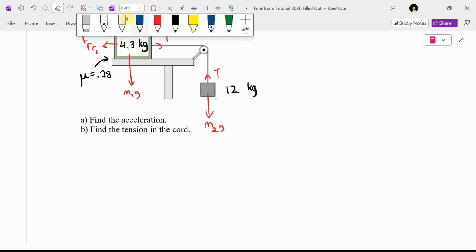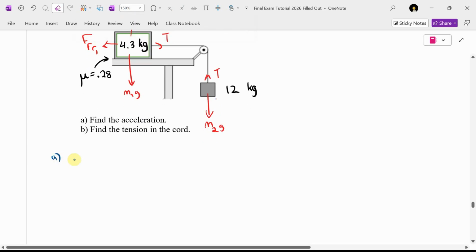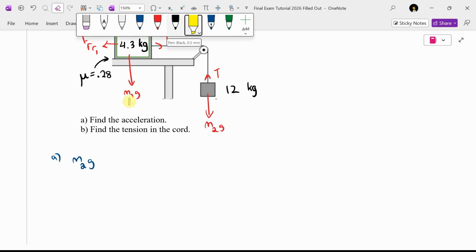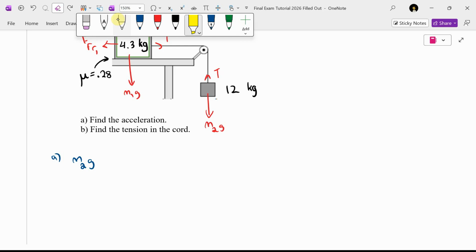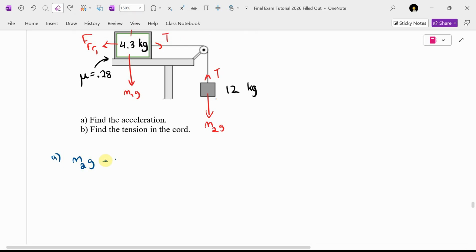A says find the acceleration. Okay. Who's winning? M2G. And then the most common mistake, people wanted to include M1G. Remember, we're only going to include forces along the rope. So I'm going to walk along the rope, which is going to give me M2G minus tension. This tension here becomes a winner, plus, when it gets over to this side. And friction force number 1 is a loser.